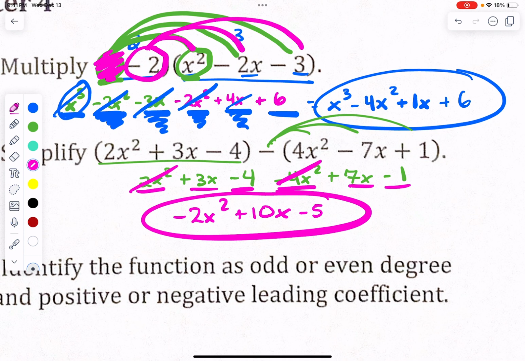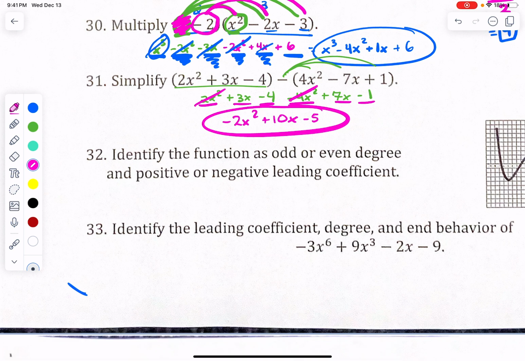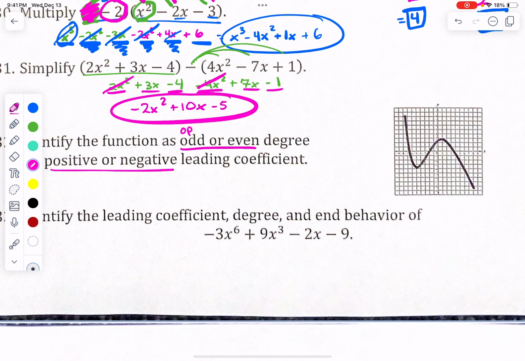All right. Next one, 32. Identify whether it's odd or even and positive or negative. Okay. This is what we're going off of. Odd means he's going opposite directions. Even means he's going the same direction. So this one is going opposite directions.